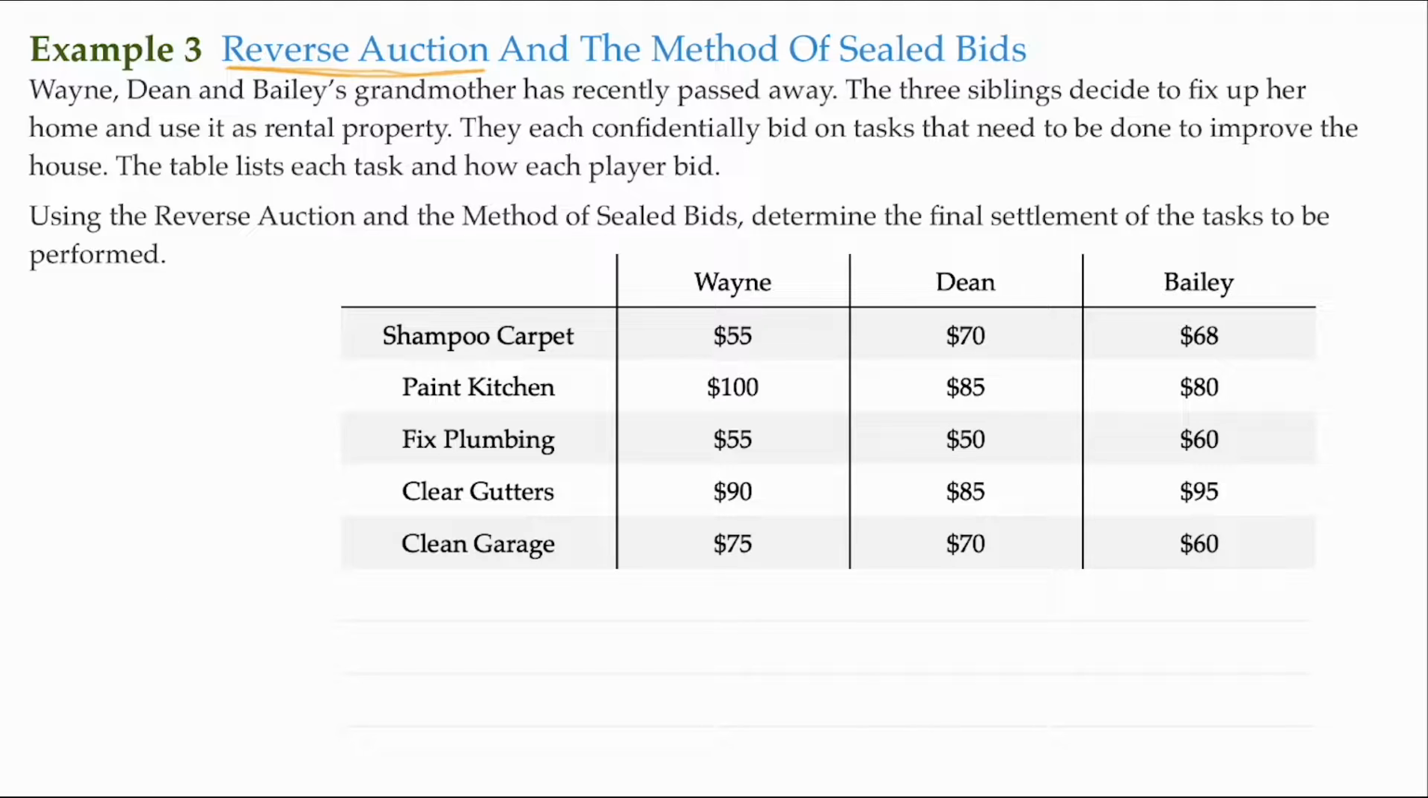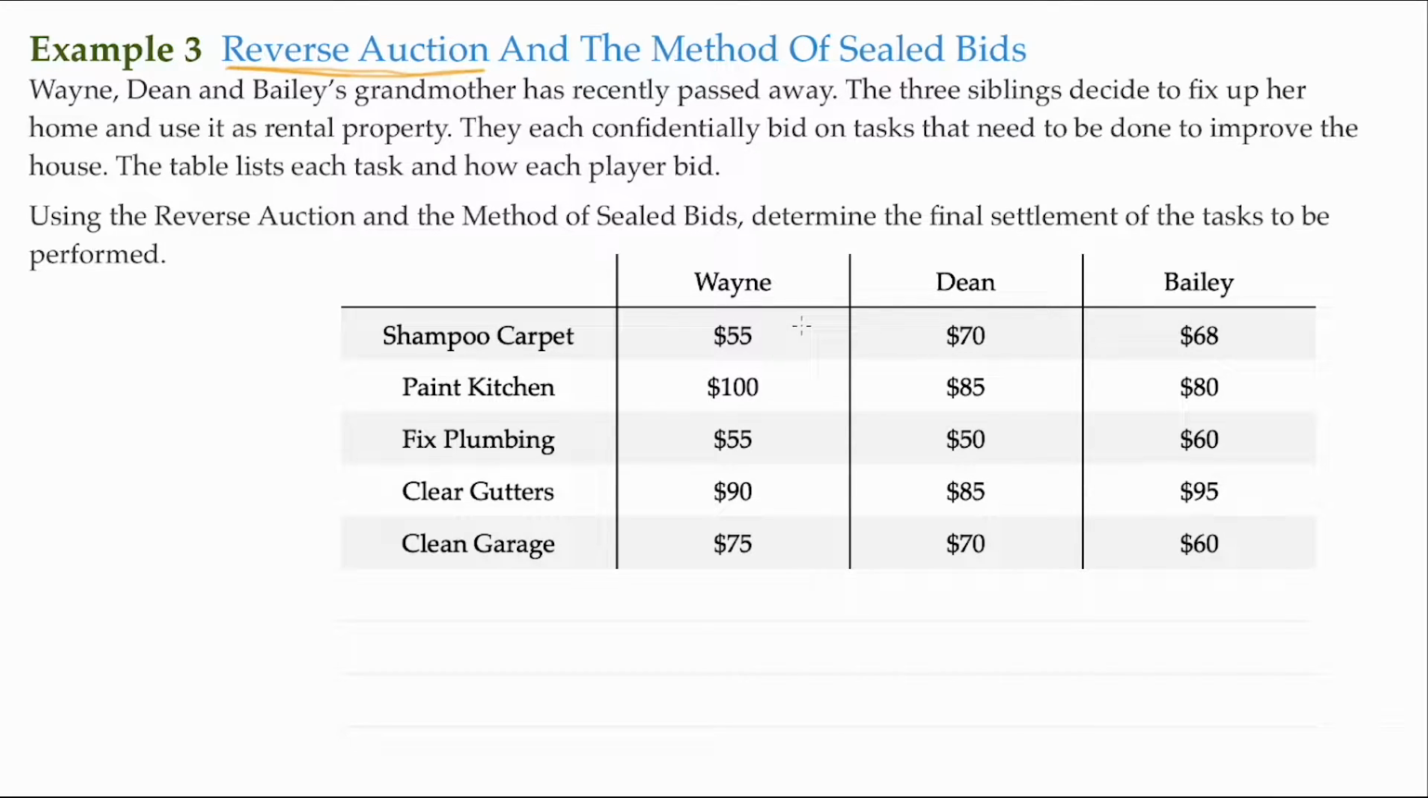This example says, Wayne, Dean, and Bailey's grandmother has recently passed away. The three siblings decide to fix up her home and use it as rental property. They each confidentially bid on tasks that they need to be done to improve the house. The table lists each task and how each player bid, and you can see Wayne, Dean, and Bailey here. And here are the 5 tasks: shampoo the carpeting, paint the kitchen, fix the plumbing, clear out the gutters, and clean up the garage. And then you can see how each player bid on each one of these tasks.